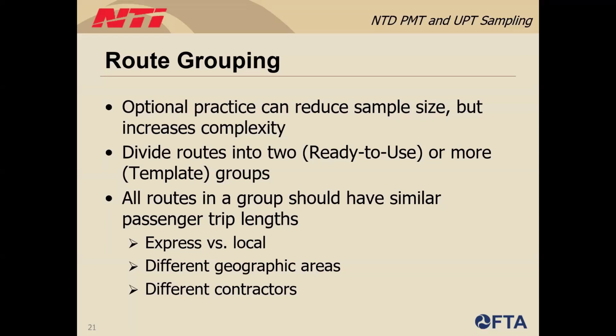The most typical case is to group all your express routes together and all your local routes together. This makes sense since the express routes will generally have longer trip lengths and local routes will have shorter trip lengths. You also might have distinct services operating in different areas, or you might have several different contractors. In that case, grouping might not actually decrease your sample size, but it still might be administratively convenient.